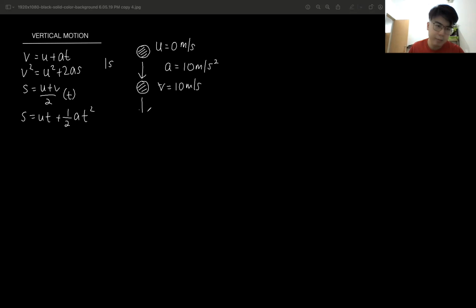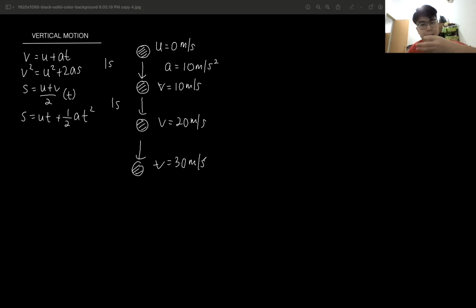So the next second, the object will be moving at 20. And then the next second, the object will be moving at 30. Go on increasing and increasing. As long as it is still falling, then the speed will still increase forever. If you can fall forever, then it will increase forever. So what is this acceleration here? This acceleration, we call it acceleration due to gravity.